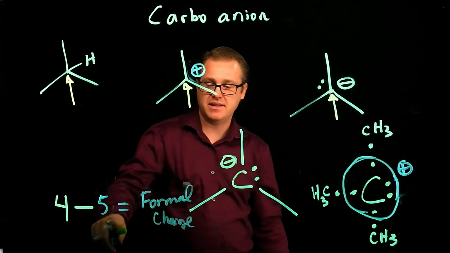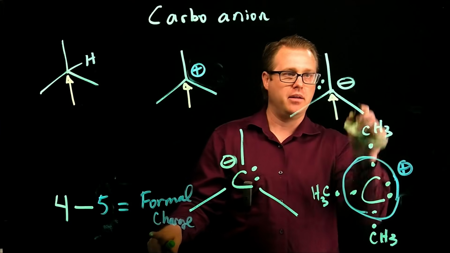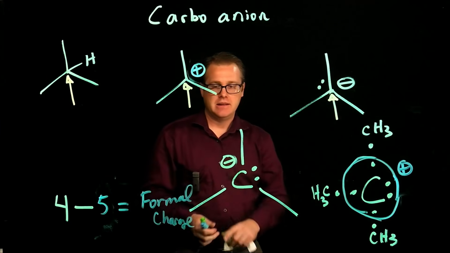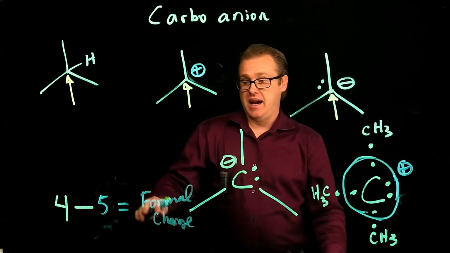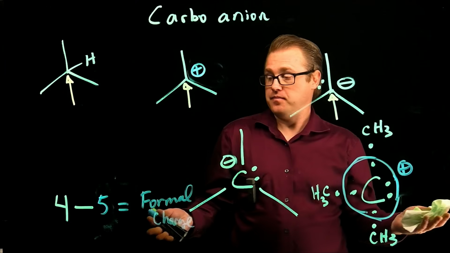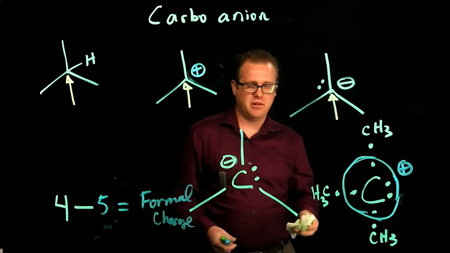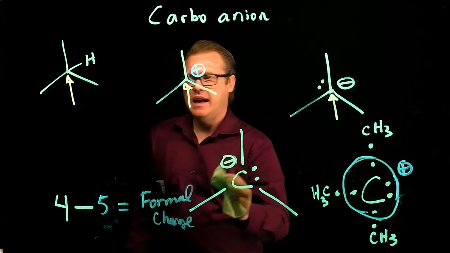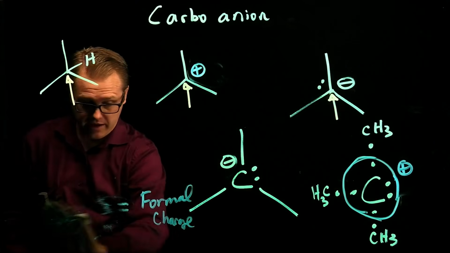4 minus 5 is a negative 1. That's why we have our negative charge there. So you can see that's how you do it. That takes a little bit more time drawing out all the structures. And so there's just a quicker way to do this.